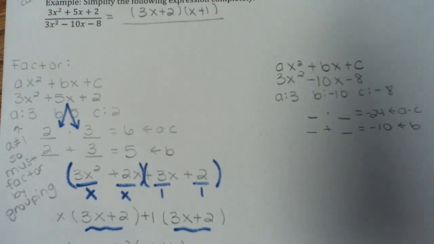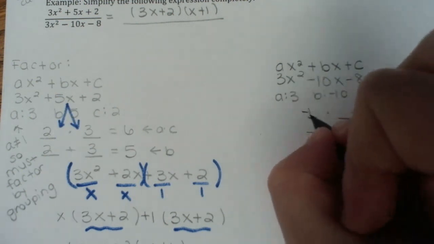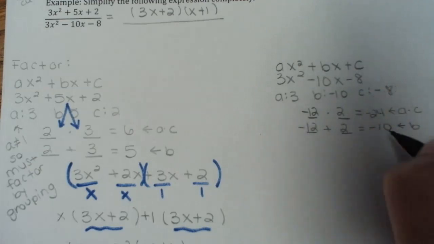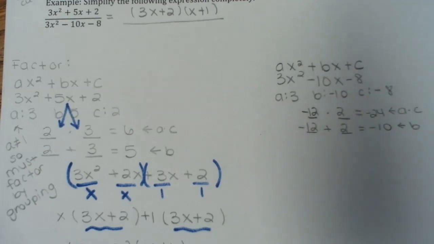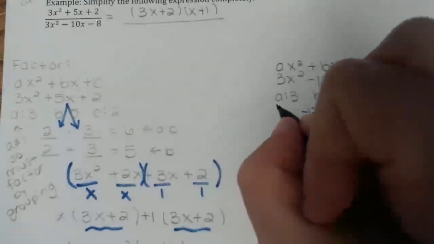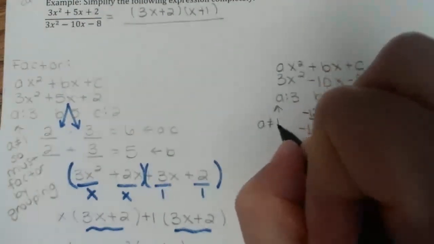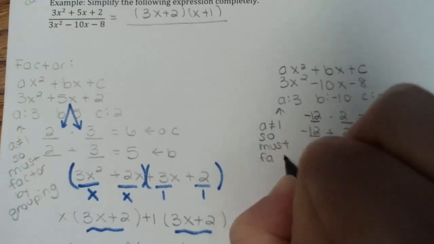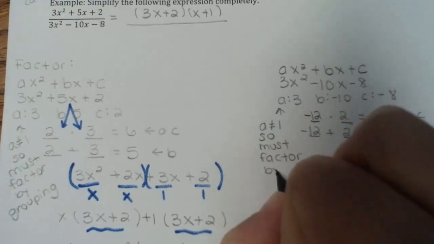6 and 4. But they have to have different signs in order to multiply together to give me negative 24, so that's not going to work. So about 12 and 2. So let's see, negative 12 times positive 2 is negative 24. Negative 12 plus 2 would give us negative 10, so that works. Unfortunately, our a value is positive 3 again, so a value is not 1. So we must factor by grouping. No shortcut, unfortunately.